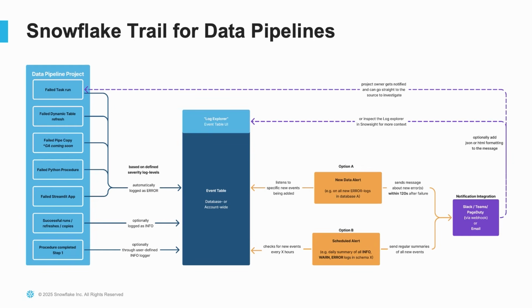There are two options you can choose from. You can either create a new data alert that automatically listens to the event table and a specific set of events that come in there to then trigger a notification. Or if you rather want to have it grouped, for example, as a daily summary for a specific project or database, you can also schedule an alert. And then you can get a summary of all the events that happened since the last check. Your alert is using the notification integration to send this message to the destination of your choice.